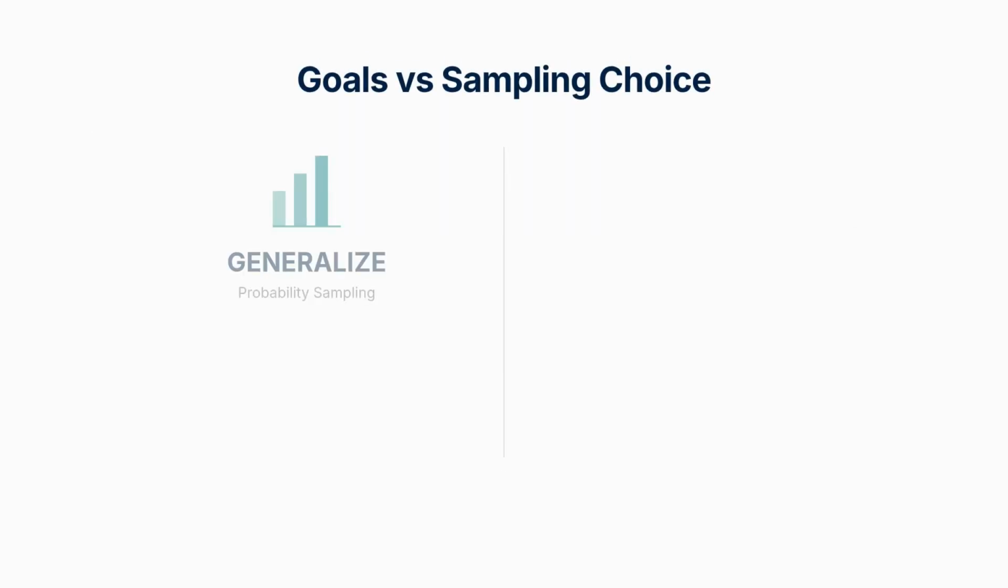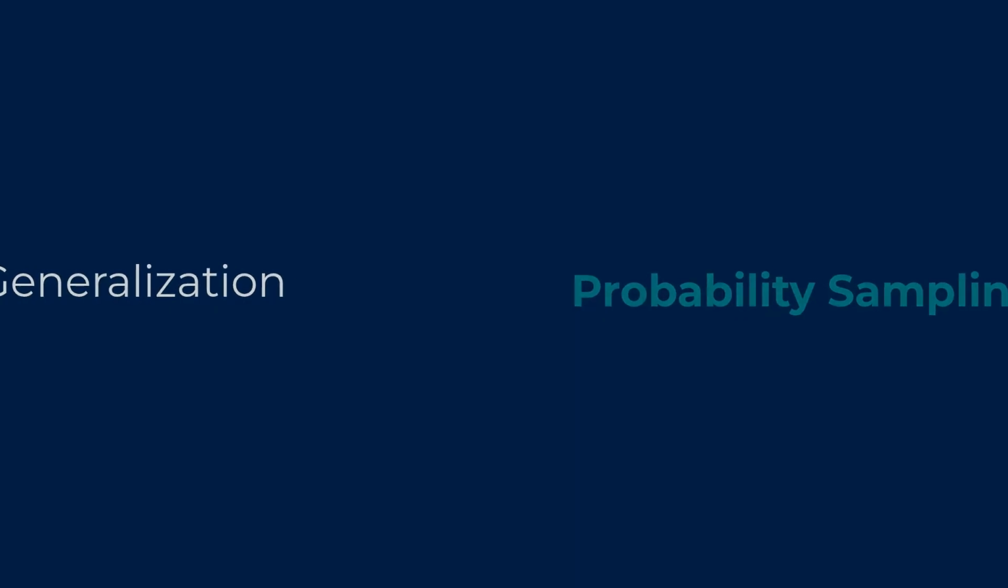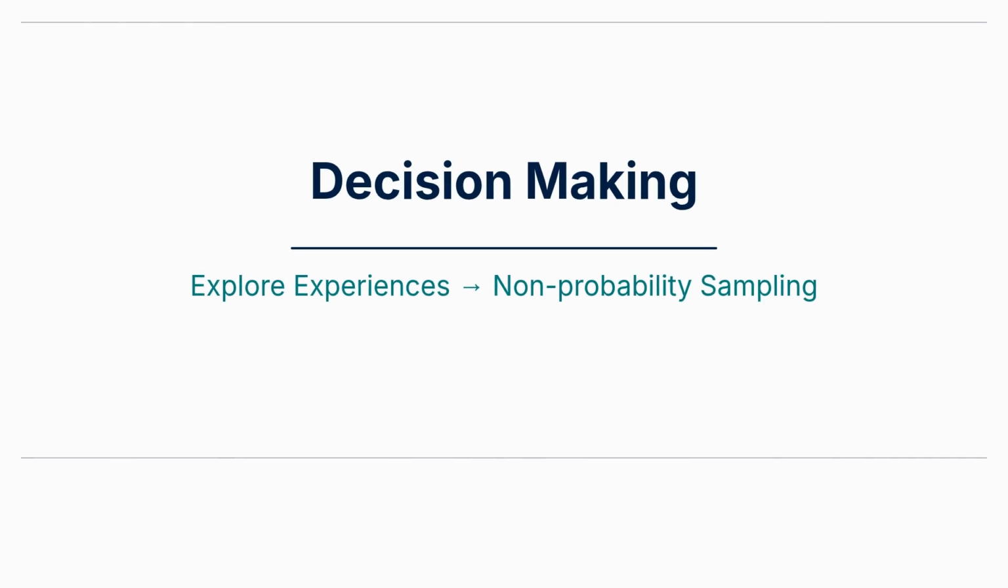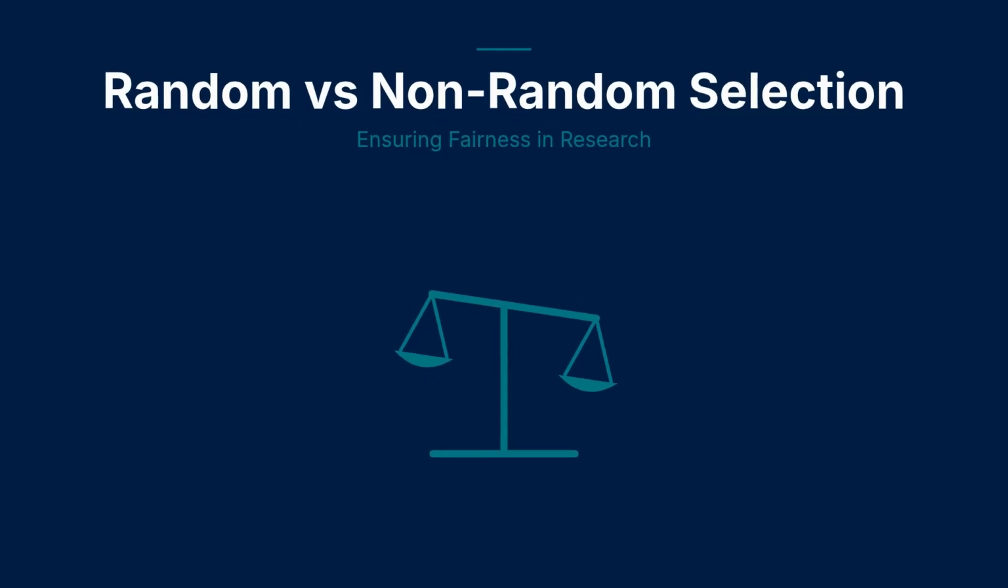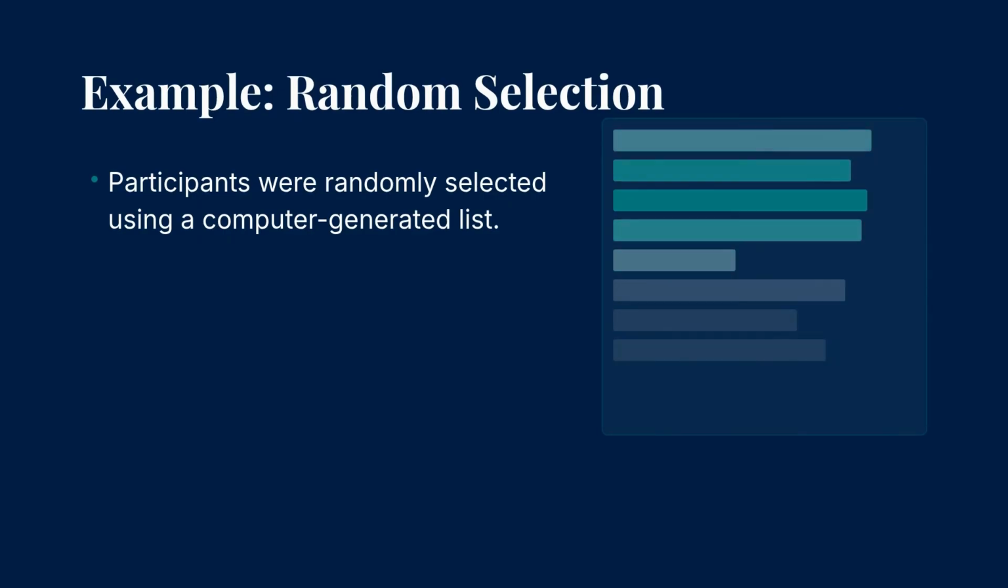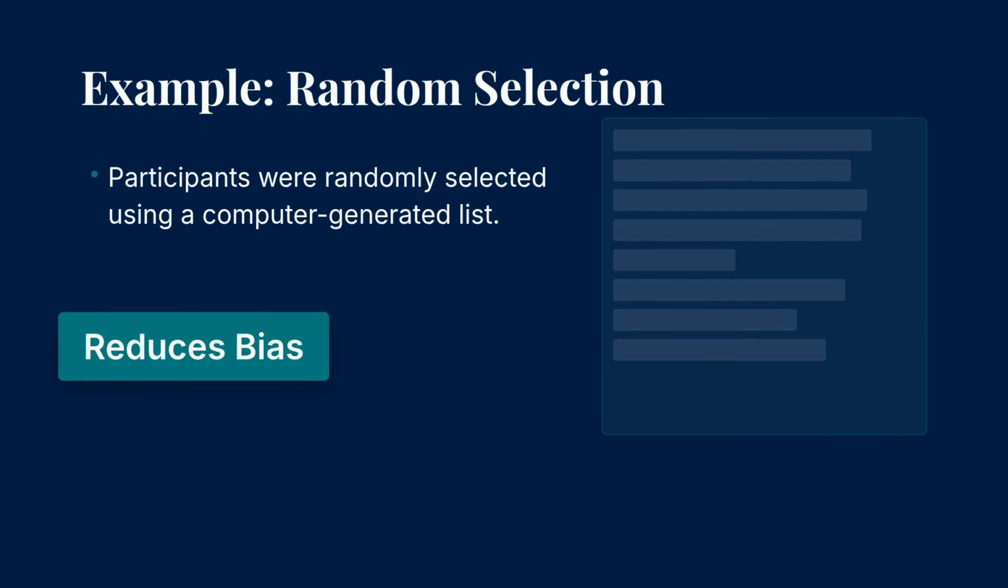When deciding between probability and non-probability sampling, consider your research goals. If you want to generalize results to the entire population, probability sampling is ideal. If your study explores specific experiences or phenomena, non-probability sampling may be more practical. Understanding random and non-random selection is also important. Random selection ensures fairness, as participants are chosen by chance. For example, participants were randomly selected using a computer-generated list. This reduces bias and makes results more reliable.